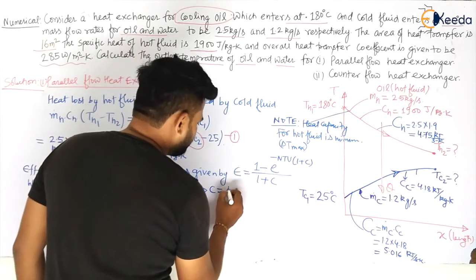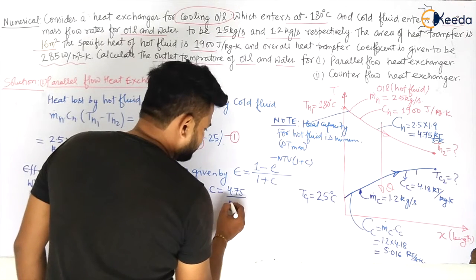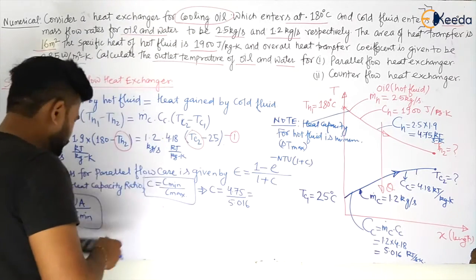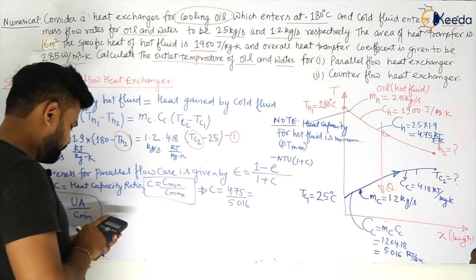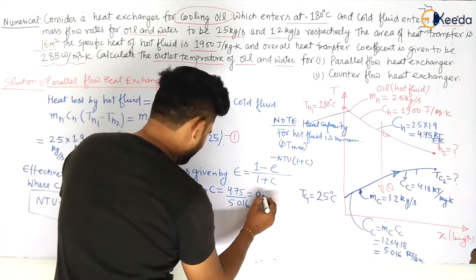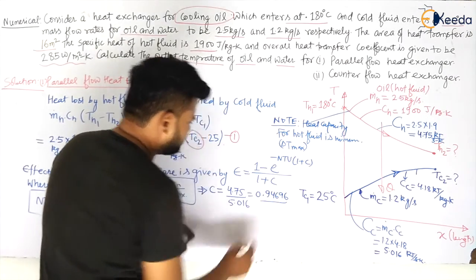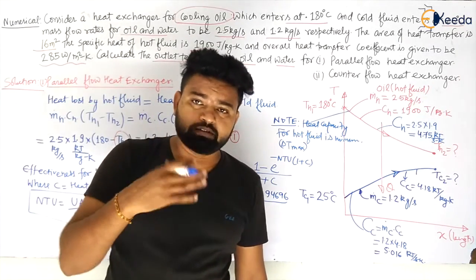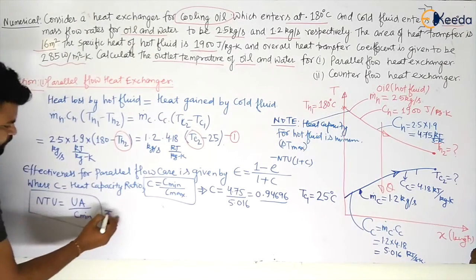What is the value of C minimum? That is 4.75, sir, in kilojoule per second Kelvin. And what is the value of this? 5.016, in kilojoule. So the unit will be the same. So the value will become 4.75 divided by 5.016, and this value will be 0.94696, my dear students. Now I know the value of the specific heat ratio.